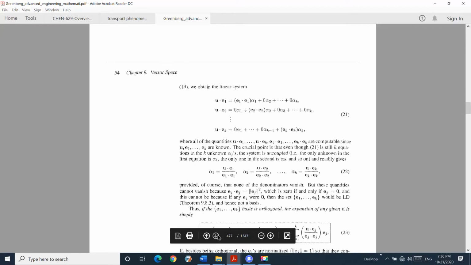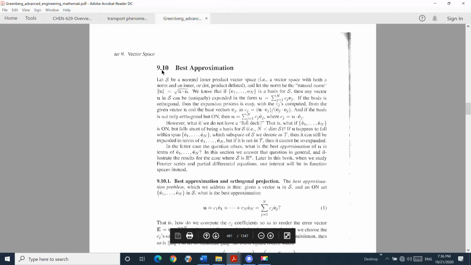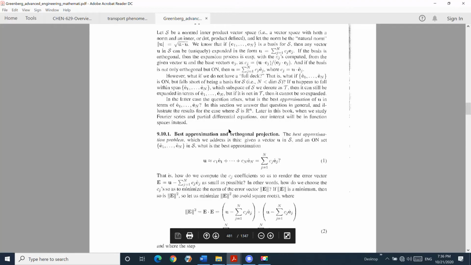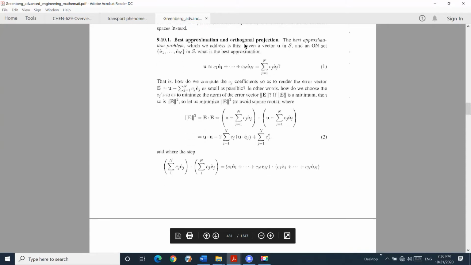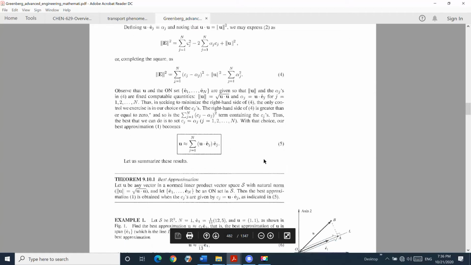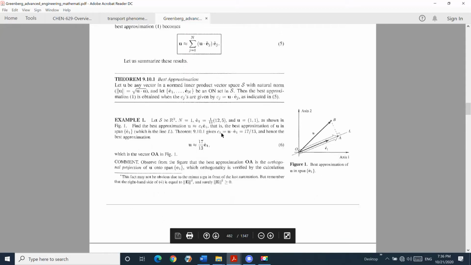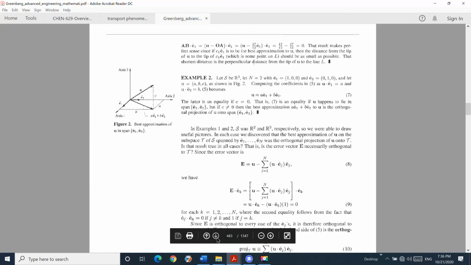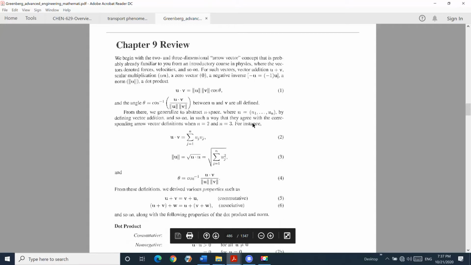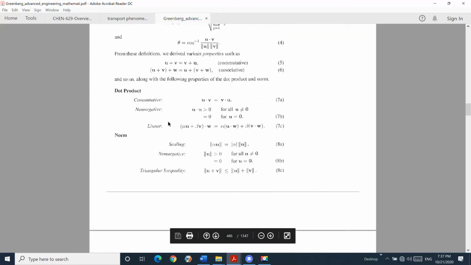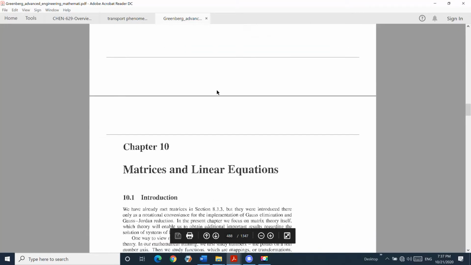Section 9.10 gives best approximation, and the theory behind this best approximation. You can find here the definition and derivation of the best approximation, which gives this result. So review: we see the dot product and the angle between two vectors, the properties of the dot product and norm, what the best approximation is, and so on.